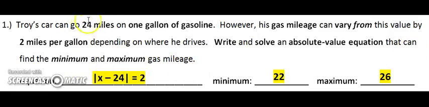So our optimal mileage is 24, and that represents our midpoint. We're allowing it to vary by as much as 2 miles one way or another. So 2 miles per gallon more, we add that. 24 plus 2 gives us 26. 2 miles per gallon less would be 24 minus 2, which gives us 22. So the range of miles per gallon is between 22 and 26 miles per gallon.